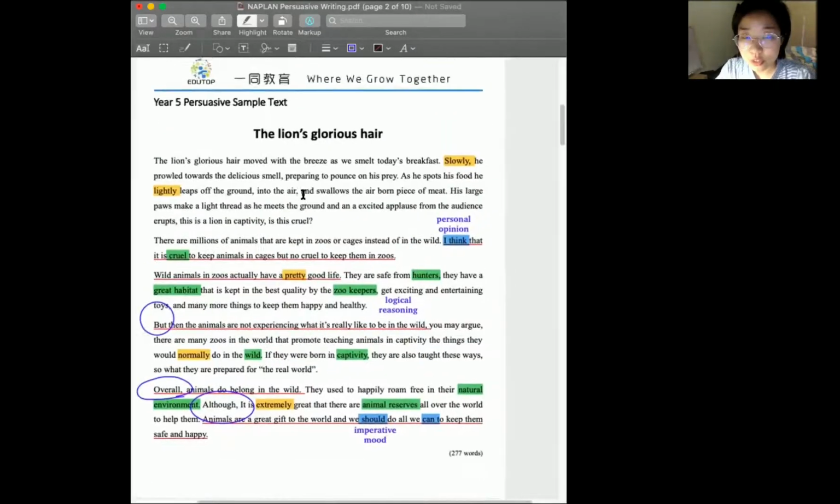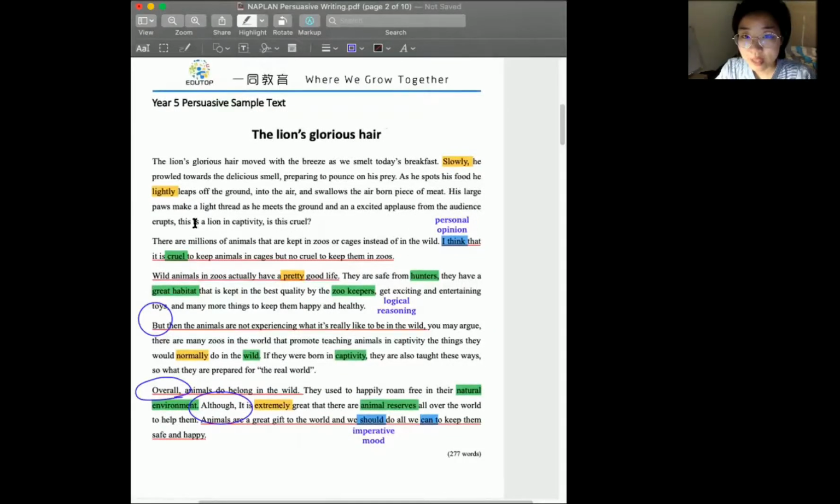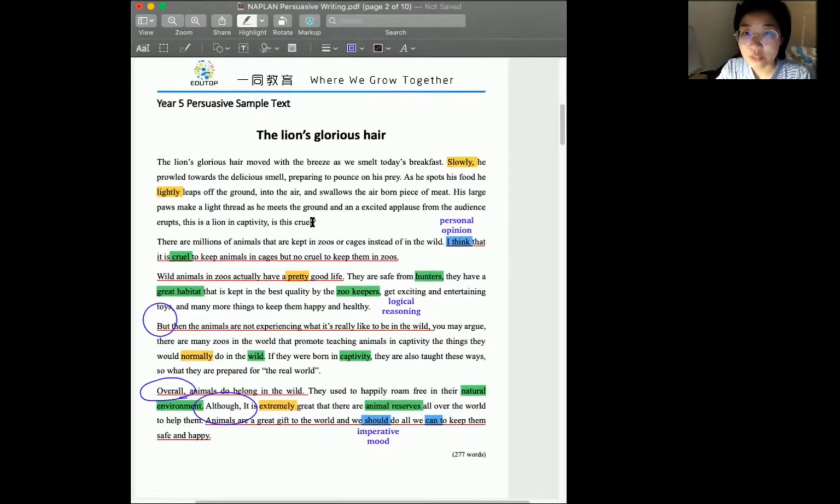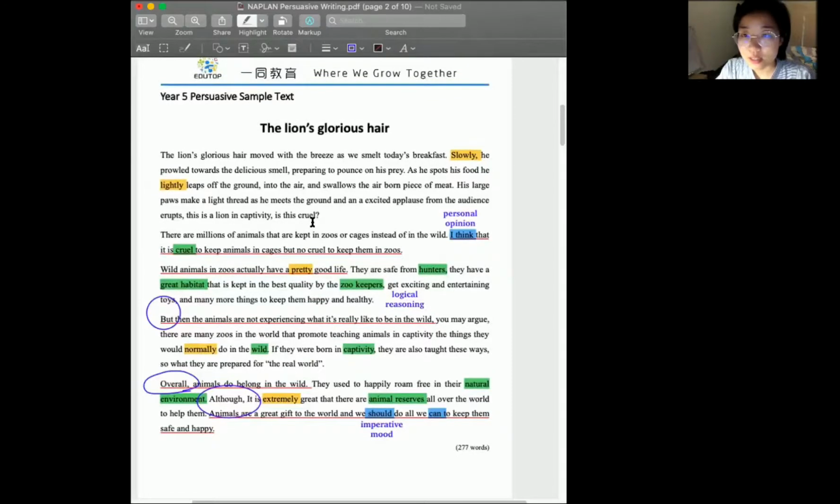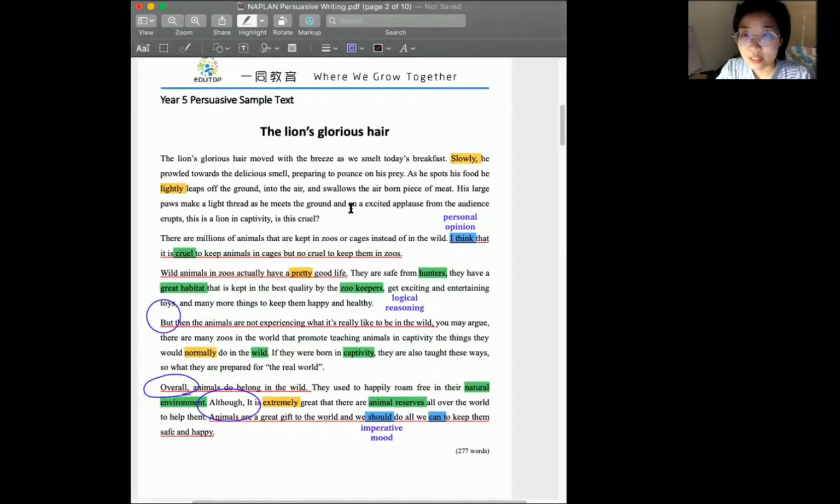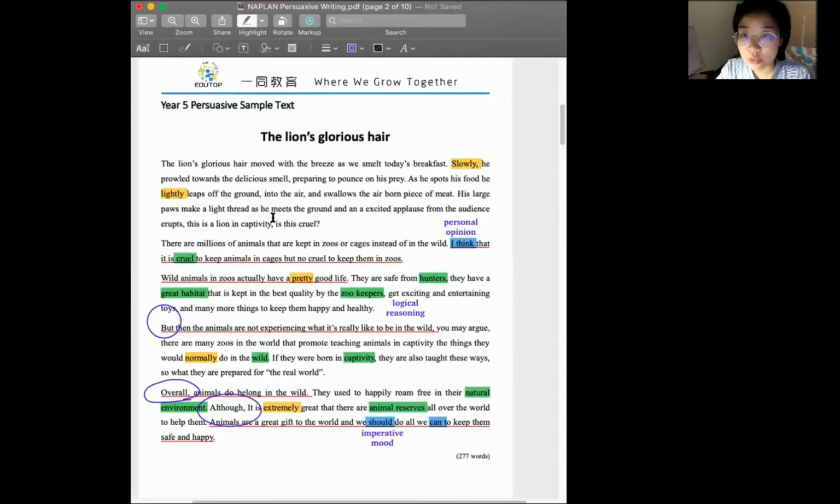Another one, did you notice that there is a question? This is a lion in captivity. Is this cruel? So if you actually read through the whole paragraph, you know that it is cruel, isn't it? It's very cruel because lions cannot live in the wild. And when they are feeding lions, it's almost like performing a show, isn't it? It's cruel to a lion. So for this kind of question, we call that a rhetorical question.